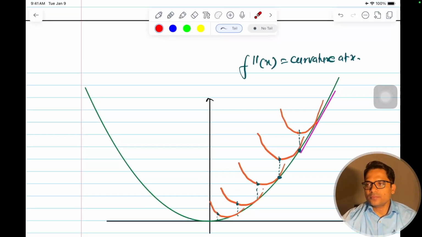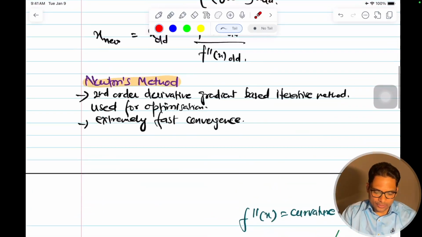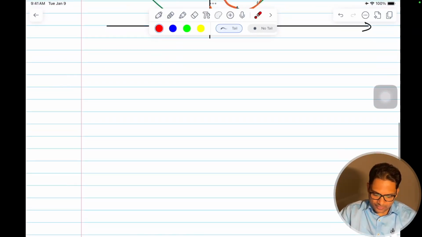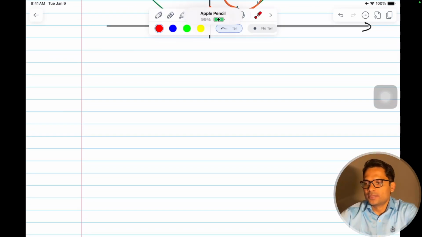So let's write the algorithm for this. Extremely fast convergence. So how do we write the algorithm for this? I have written this already. I'll just copy.